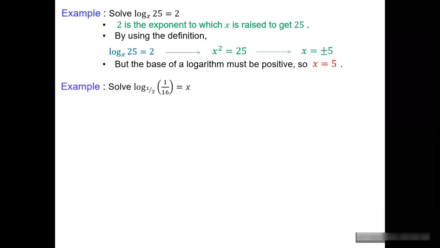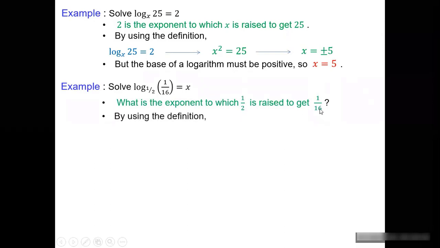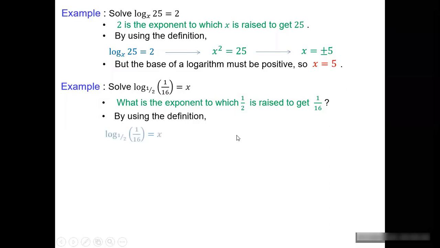Let's try a different one. If I want to solve this logarithmic equation, now we're saying that the logarithm has a base of 1/2. The logarithm solves for an exponent, so x is the exponent of 1/2. So what is the exponent to which 1/2 is raised in order to get 1/16? By using the definition again, log base 1/2 of 1/16 equals x could be rewritten as 1/2 to the power of x is 1/16.